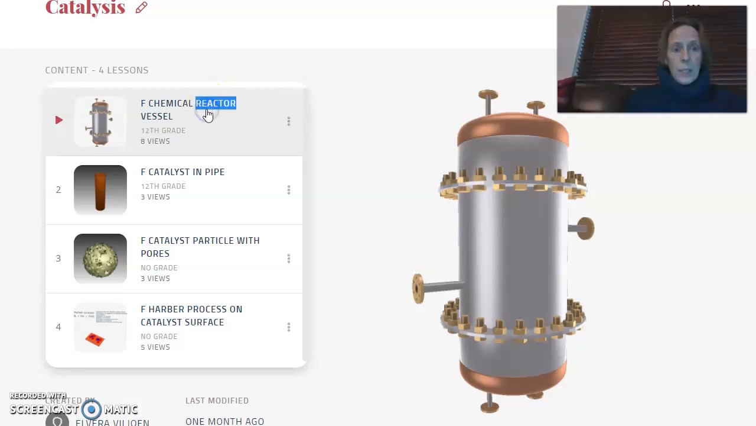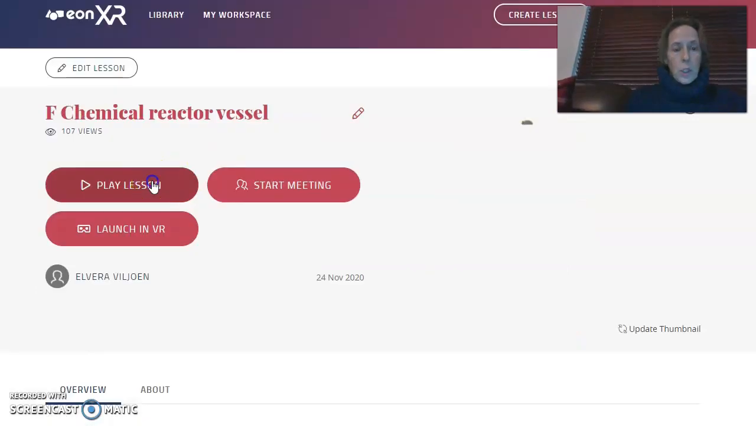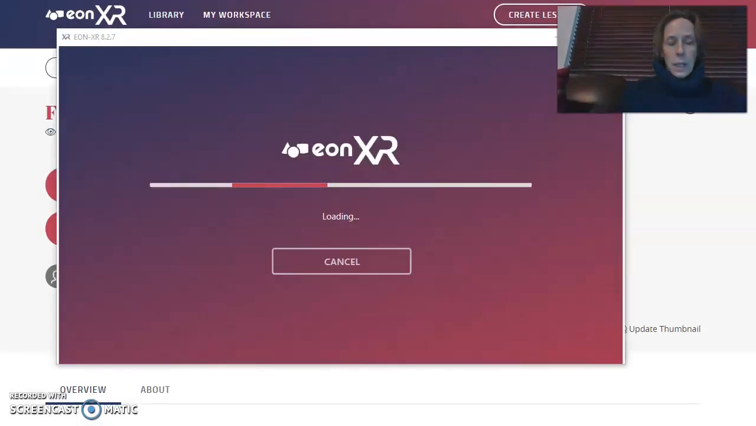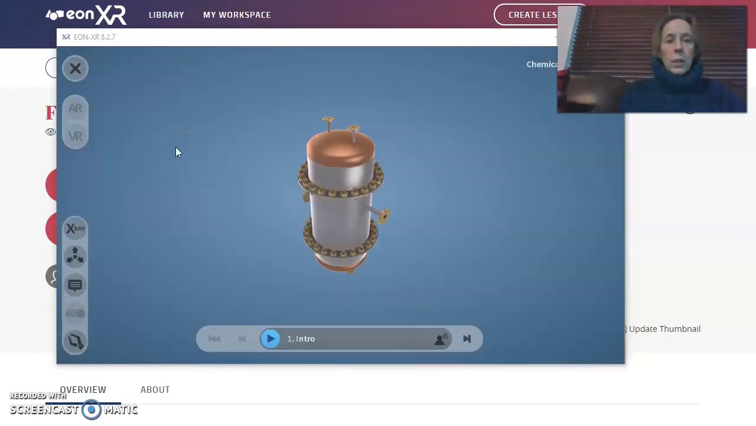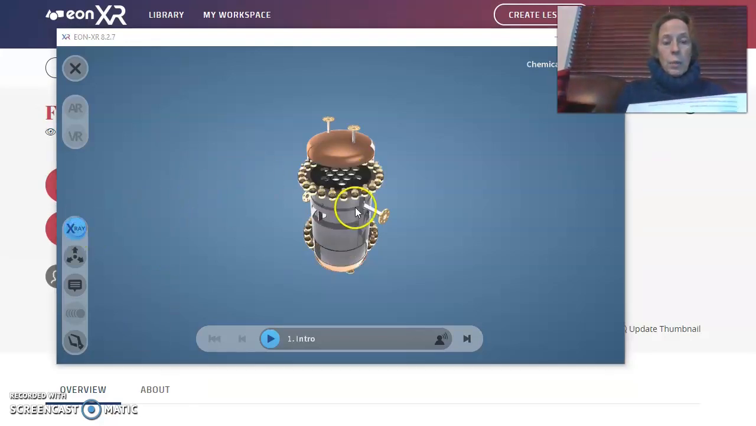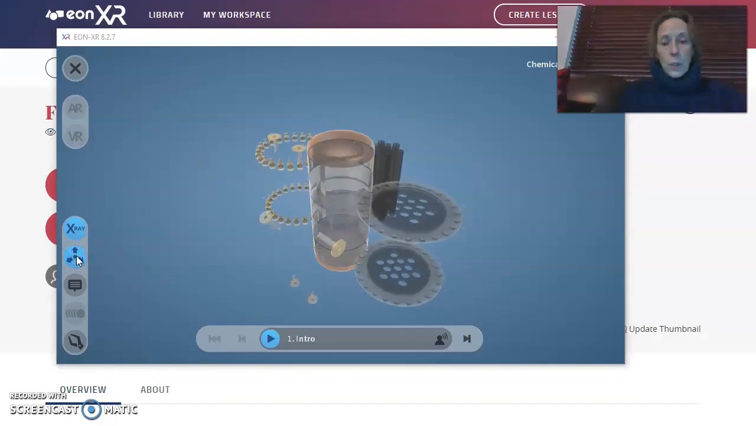Now I'm going to open this lesson with a chemical reactor vessel. I'm going to choose play lesson. It takes a while for the lesson to open. The lesson on catalysis demonstrates the usefulness of the X-ray function to see the internals of the object. For example, here, when we click on the X-ray function, we can see the internals of this reactor. One can then also use the explode function to see the different components of that chemical reactor.